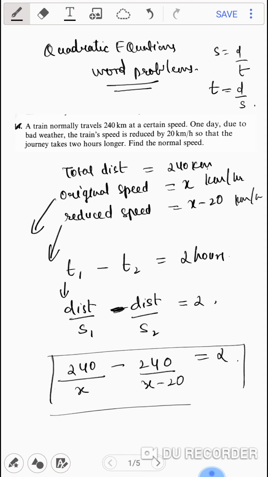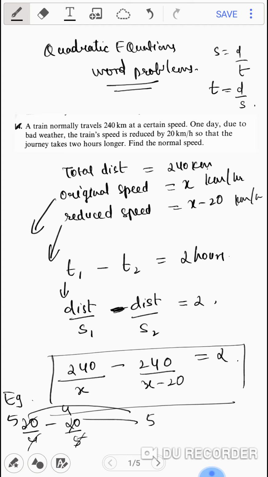My dear kids, this will be the equation to be solved by quadratic formula if you want, and find the value of x. But here you have to notice that suppose I am giving you 20 upon 4 minus 20 upon 5, so what will be the answer of this? I am giving you an example. So 20 upon 4 and 20 upon 5. What is 20 upon 4? It is 5. And 20 upon 5 is 4. So that is 5 minus 4.